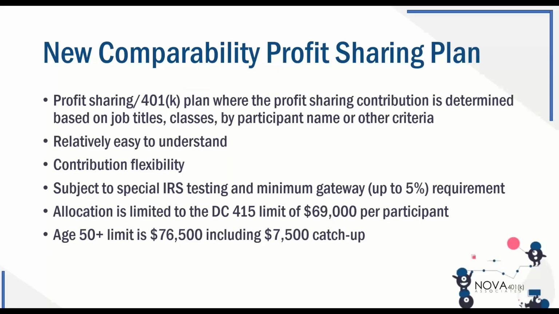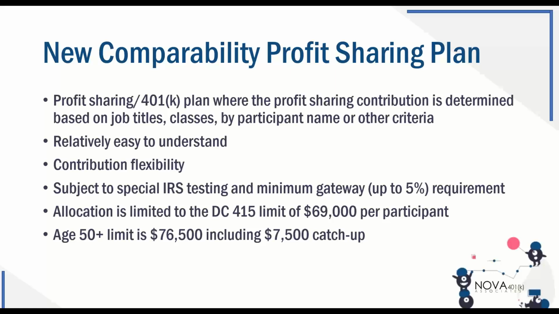So another level of complexity up is when we have a new comparability profit sharing feature or bucket. And with a new comparability plan, instead of everybody getting, say, 3% of pay, we can target specific people. The owner can get a certain percent or certain dollar amount. Different staff can get different amounts. You really can pick and choose the criteria that you use to give different people different amounts. It's pretty easy to understand. It gives a lot of flexibility from year to year.